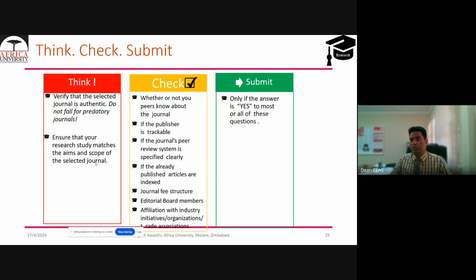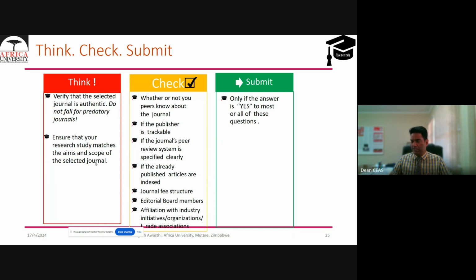What you check, what should be in your checklist: whether or not your peers know about the journal, and if the publisher is trackable. Sometimes I also face one challenge. I submitted one of my papers, and after 1 or 2 months, I tried to log in on the same website, and they said the username is not working. My paper was already there, and I don't know how to view it now. What happened to those papers? Sometimes they take your paper and publish it under some other name. So just be aware of those things, whether the publisher is trackable or not.